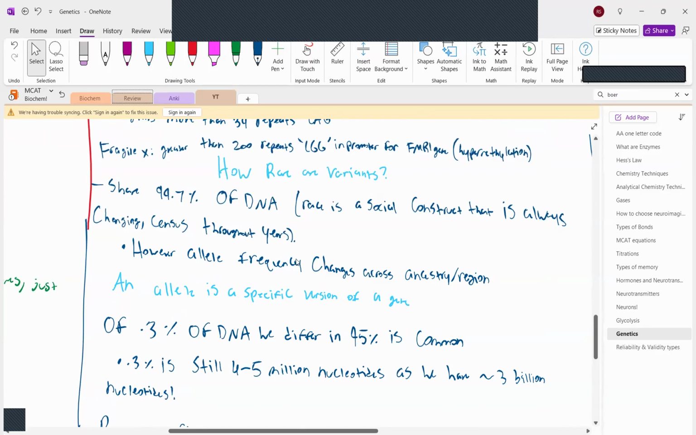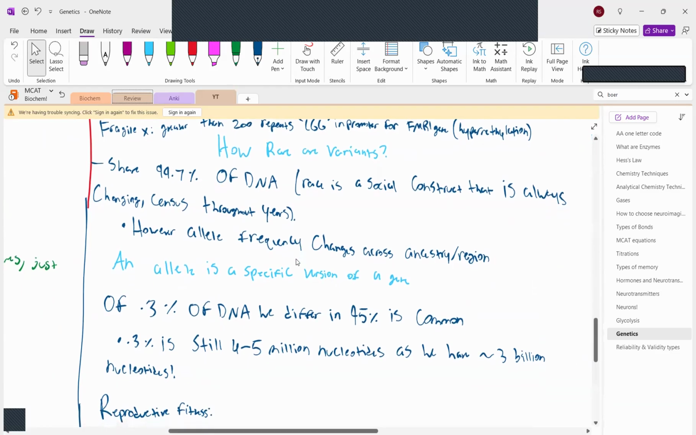So I'm going to talk now about how rare variants are. We share 99.7% of our DNA, which is kind of crazy if you think about it, because if you were to look at people, they look very different. For example, I am white and I have brown hair, but I look very different than my best friend who has darker skin and dark brown hair. So race is a social construct. It's always changing, especially if you look at the census throughout the years; we're adding more and more races compared to even 20 years ago.